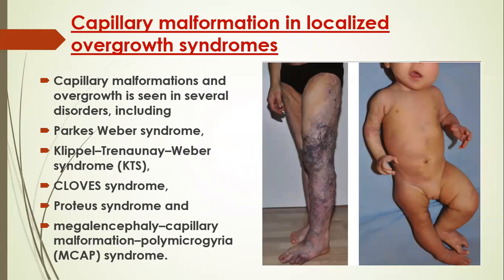Then we are discussing the capillary malformations which are associated with localized overgrowth syndromes. Capillary malformations and overgrowth is seen in several disorders, which include the Parkes Weber syndrome, which we have discussed before, the Klippel-Trenaunay syndrome, or abbreviated as KTS, CLOVES syndrome, Proteus syndrome, and MCAP syndrome, or megalencephaly, capillary malformation, and polymicrogyria syndrome.